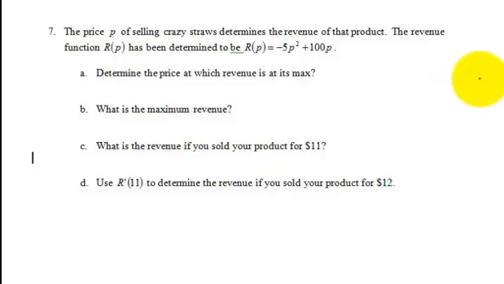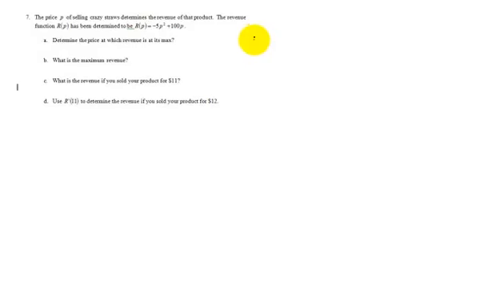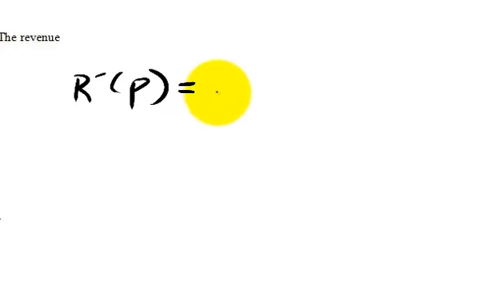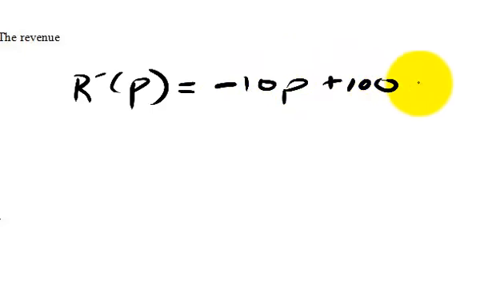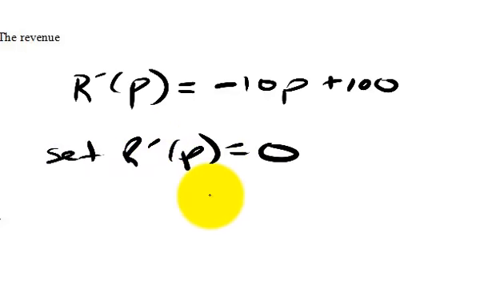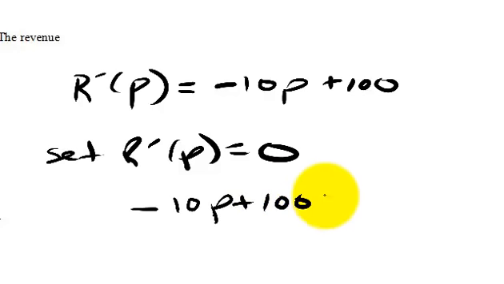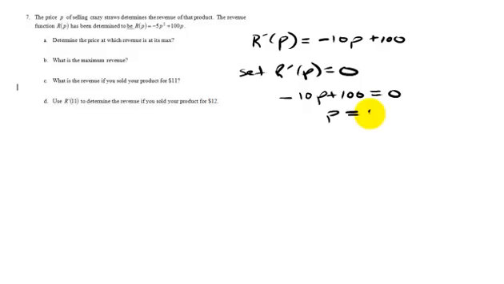So if you want a max, let's find the first derivative. R prime of P will be negative 10P plus 100. And then what we're going to do is set R prime of P equal to 0, because it's going to tell me the critical value. Now if we set that equal to 0 and solve, we get P equals 10.